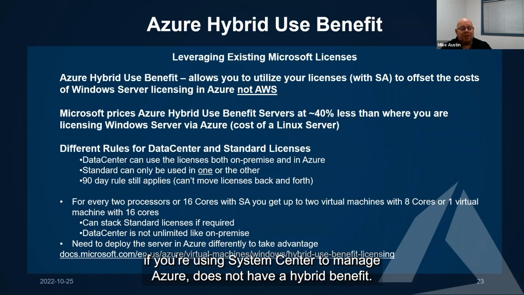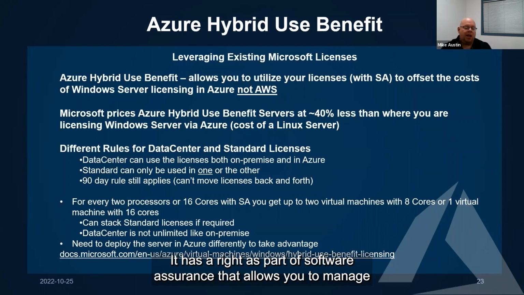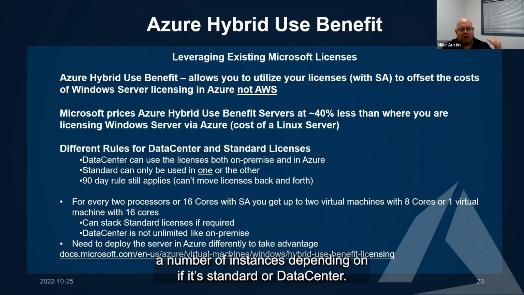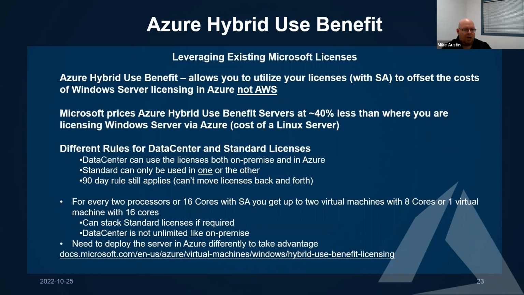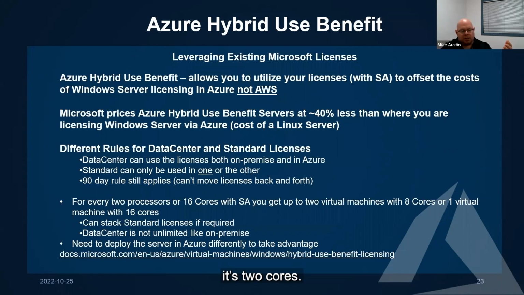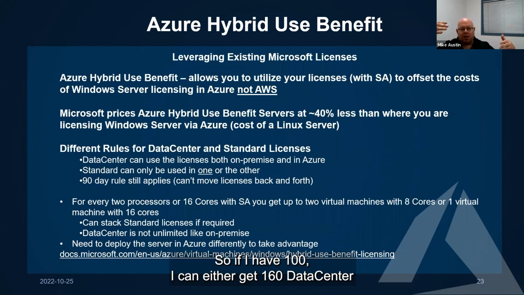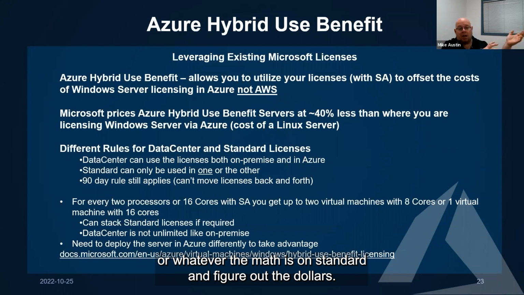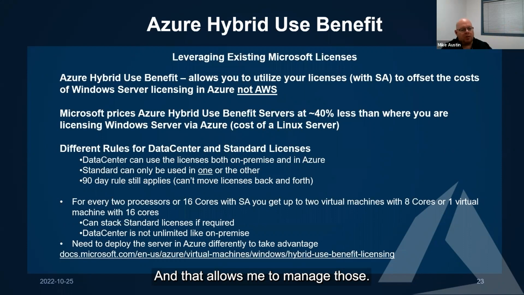System Center, if you're using System Center to manage Azure, does not have a hybrid benefit. It has a right as part of Software Assurance that allows you to manage a number of instances depending on if it's Standard or Datacenter. With Datacenter, for every 16 cores, you can have 10 instances that you're managing in Azure. Standard, it's 2 cores. So if I have 100, I can either get 160 Datacenter or whatever the math is on Standard and just figure out the dollars, and that allows me to manage those.